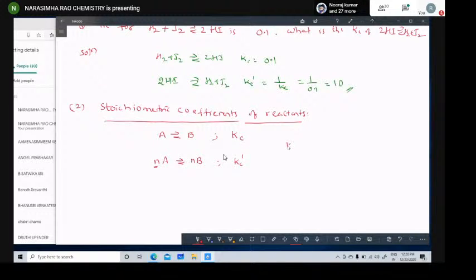Now, Kc dash is equal to... the equation is multiplied by n, so you get a new constant, Kc dash, which is equal to Kc. Since the equation is multiplied by n, the power becomes n. Kc power n. Clear? Clear now?